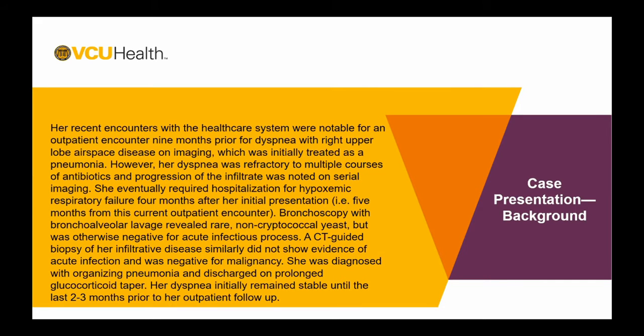Some background on this case: her recent encounters with the healthcare system were notable for an outpatient encounter 9 months prior for dyspnea with right upper lobe airspace disease on imaging. This was initially treated as a pneumonia. However, her dyspnea was refractory to multiple courses of antibiotics, and progression of the infiltrate was noted on serial imaging. She eventually required hospitalization for hypoxemic respiratory failure 4 months after her initial outpatient presentation, which was 5 months from this current outpatient encounter.